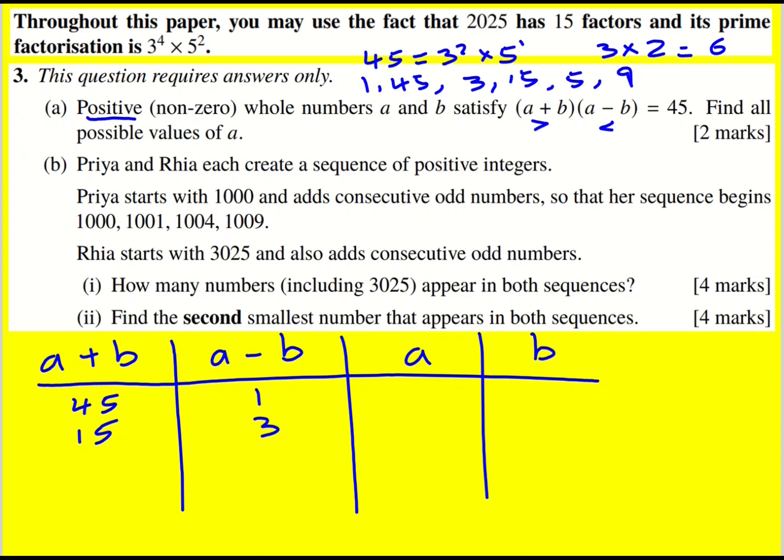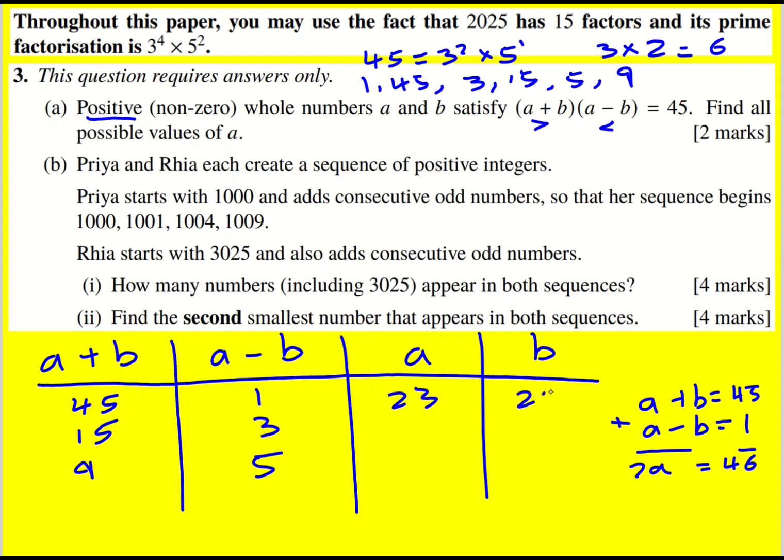So I think that's the case anyway. If a plus b was 3, b would be negative. And then this one would be 9 and 5. So I've created some equations here. a plus b could equal 45, and then a minus b could equal 1. If I want to solve that, I can add them together to give me 2a equals 46, and therefore a is 23, and b would then be 22.